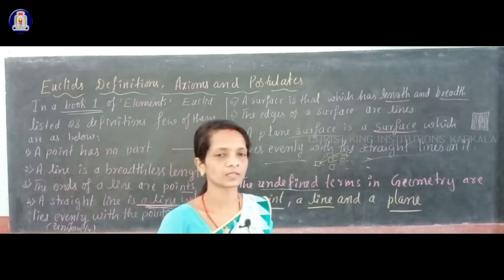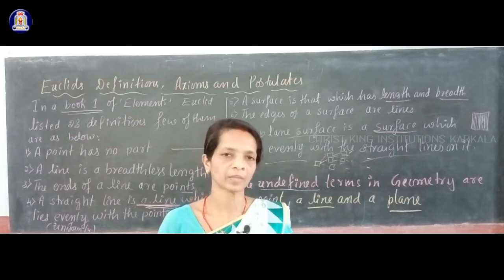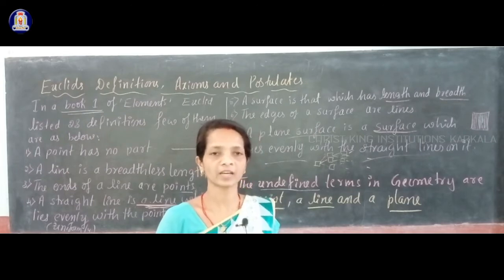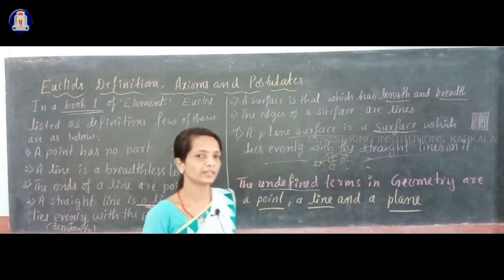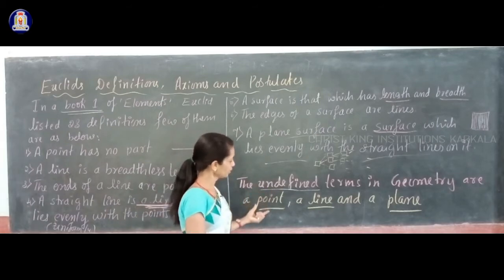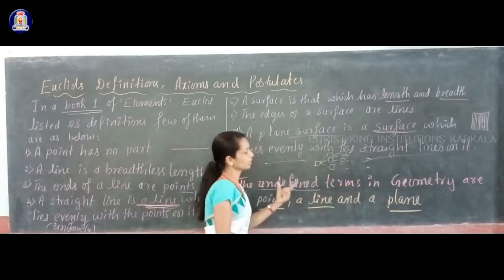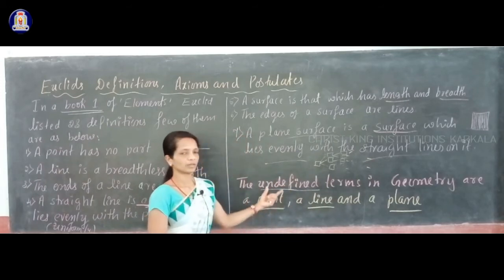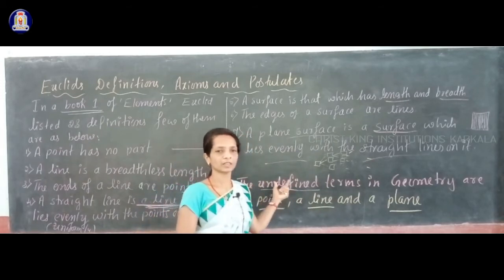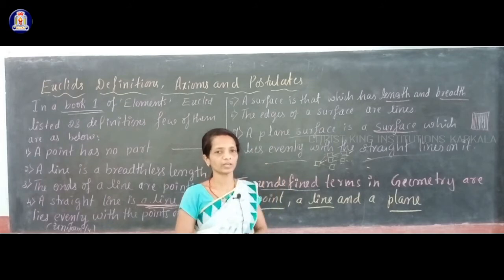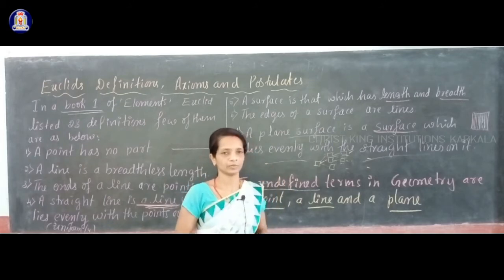For such reasons mathematicians agree to leave some terms of geometry as undefined terms, and those undefined terms are a point, a line and a plane. So these three terms are agreed by mathematicians as undefined terms in geometry. Okay, thank you.